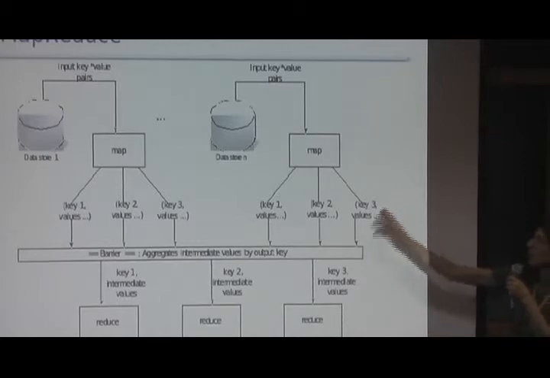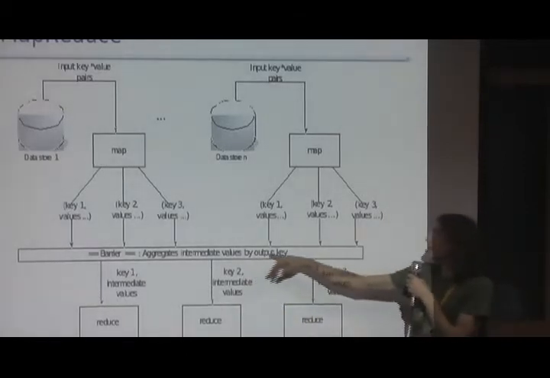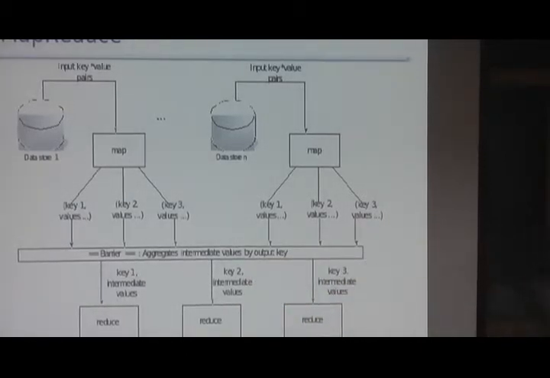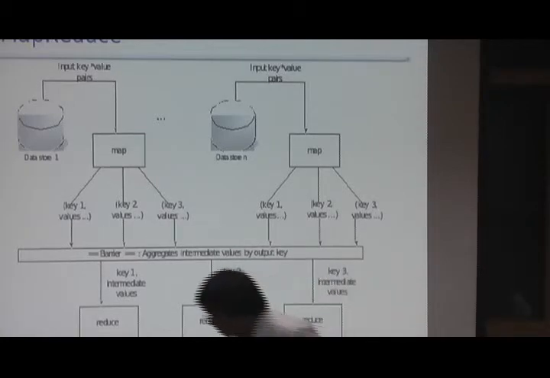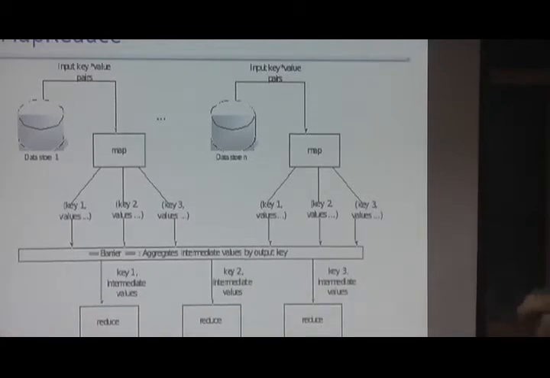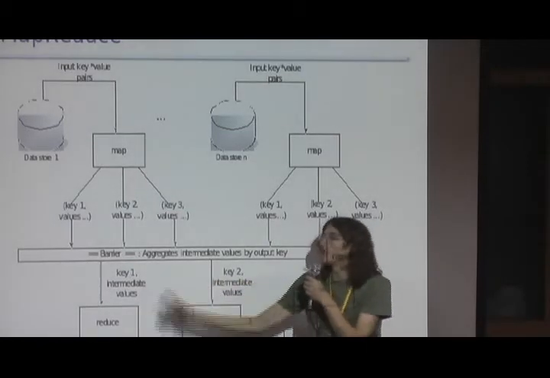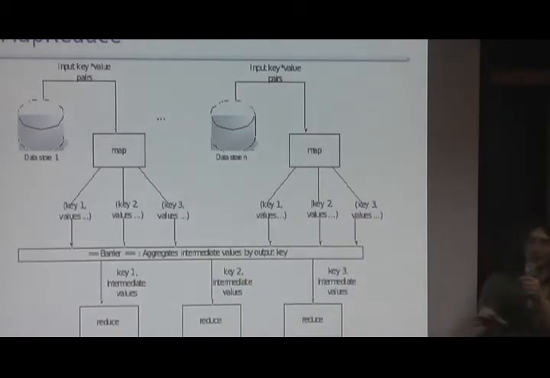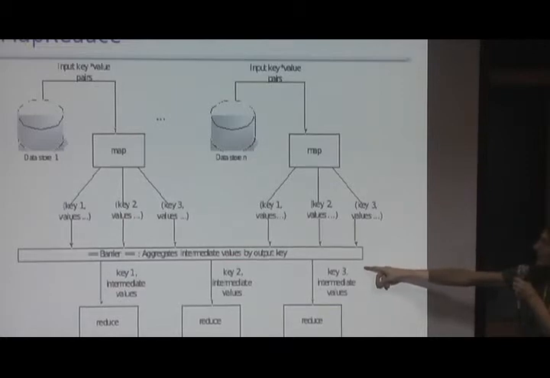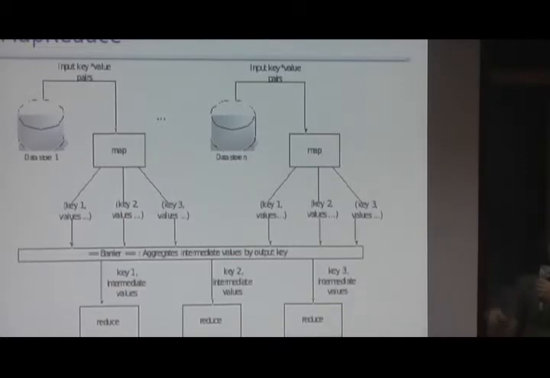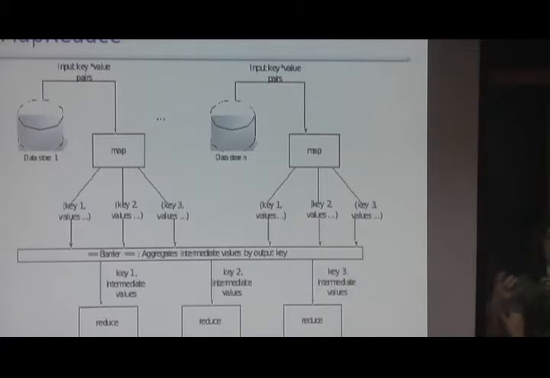So you end up with a whole bunch of key value pairs, and then there's this barrier here. We need to wait for all of the maps to finish. And then once all of the key value pairs are generated, we aggregate all of the values for a given key. So what happens now is in the reduce phase, here we've got three keys. You have key one and then all of the intermediate values for it. I'm going to do an example in a minute, which will hopefully make this make a little bit more sense. But for each key, you have maybe an arbitrary number of values. You get to process now all of those values together.